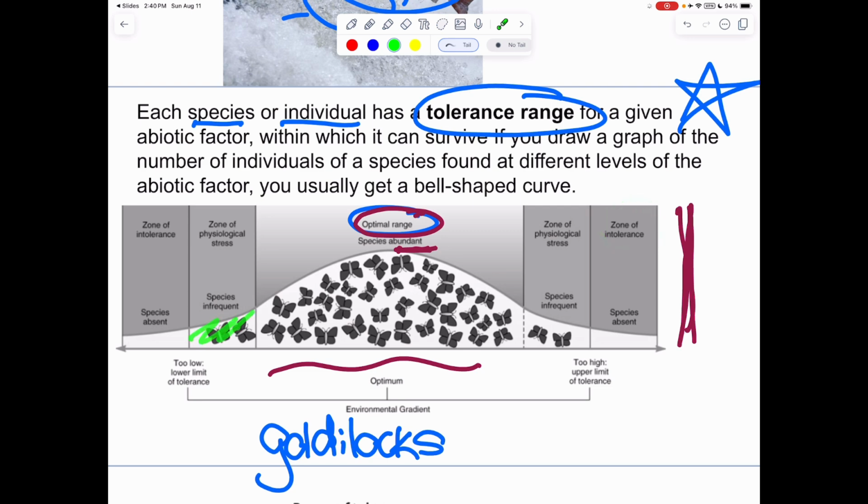Now, some individuals have been able to tolerate these higher or lower zones where they're being physiologically stressed. However, most importantly, this is the abundance. This is our optimum for that abiotic factor. It's our Goldilocks spot right in the middle where we have the most species because we're in the optimum range for that abiotic factor.